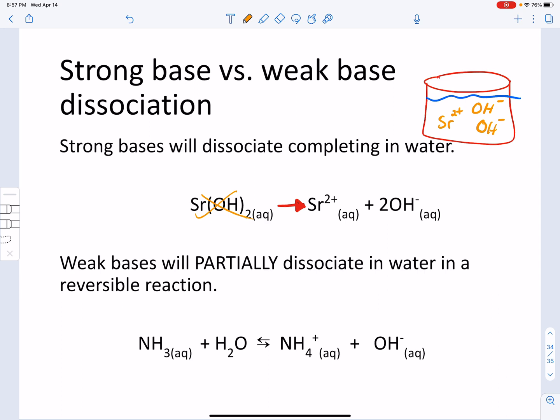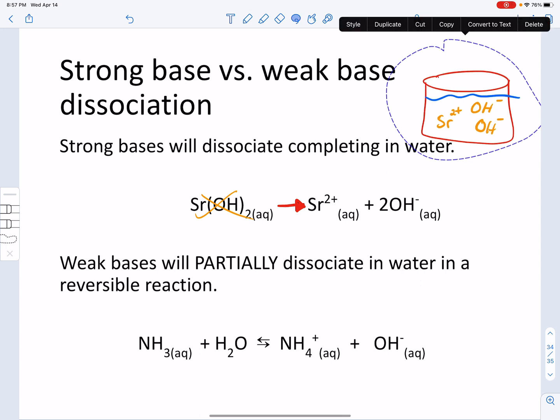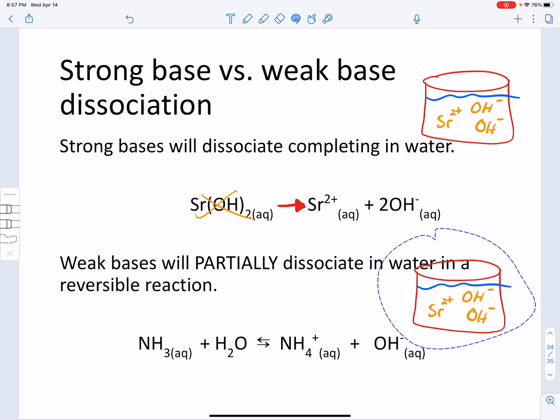Weak bases will partially dissociate in water. So here's our example of our weak base. So if I were to draw another beaker of a weak base, we would have some of these products. We would have some NH4 plus and some OH minus, but we would also have some NH3 kind of floating around in there. So we would have all 3 of these products floating around in that liquid water, because this guy right here has not completely accepted hydrogens.